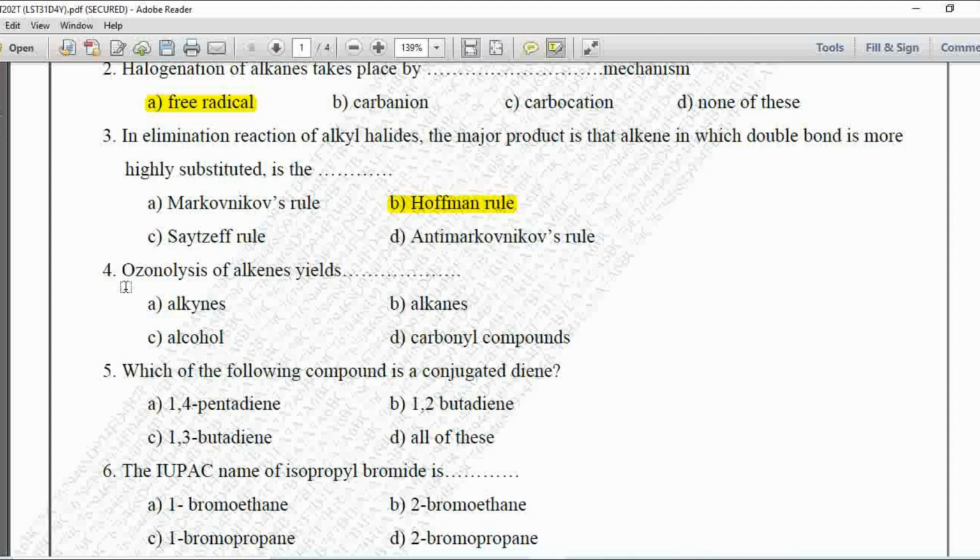Next, fourth one MCQ. Ozonolysis of alkenes yields option A is alkynes, B is alkanes, C is alcohol, and D is carbonyl compounds. So here ozonolysis of alkenes yields alcohols. So option C is correct.